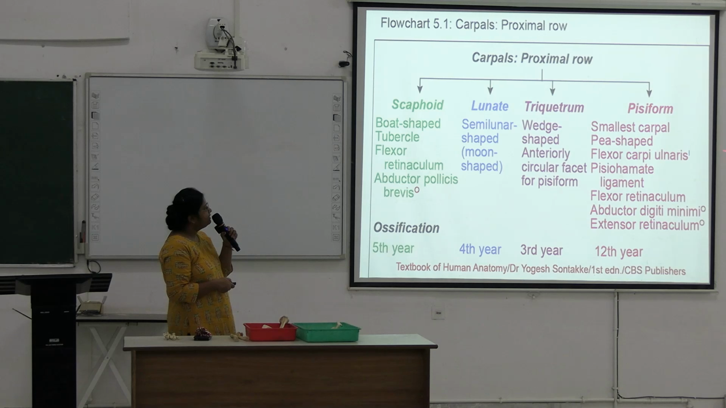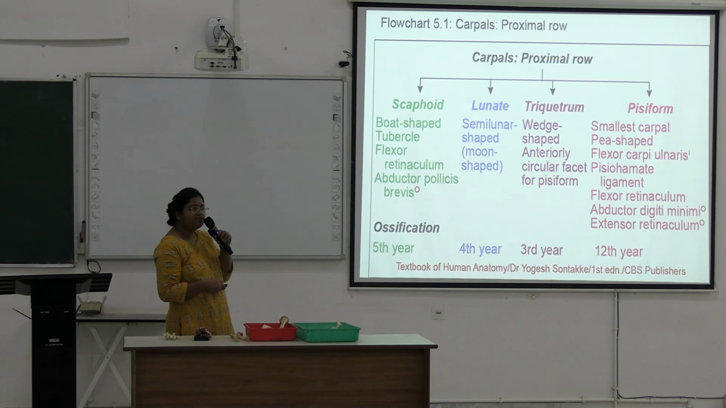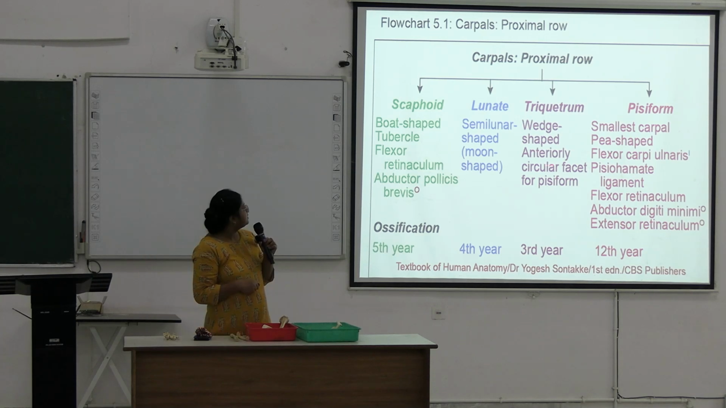Flexor carpi ulnaris inserts over the pisiform, and also these structures are attached. Pisohamate ligament, flexor retinaculum is attached over the pisiform, and these two muscles of the hypothenar group originate from the pisiform: abductor digiti minimi, extensor retinaculum. Okay.